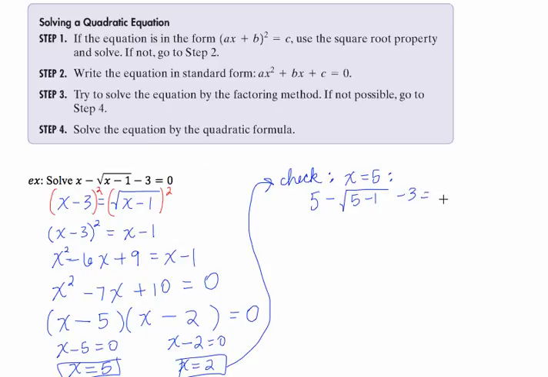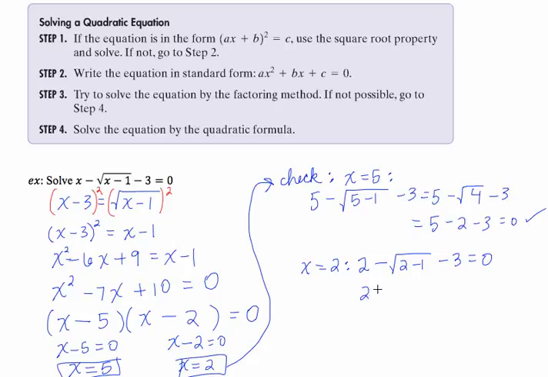Now I've plugged in 5 for x here and here, and I'm hoping that I get 0. So let's see. We get 5 minus the square root of, that's 4, minus 3. Square root of 4 is 2, and yes, 5 minus 2 minus 3 does equal 0. So that one works. So now let's test the other answer, x equals 2.